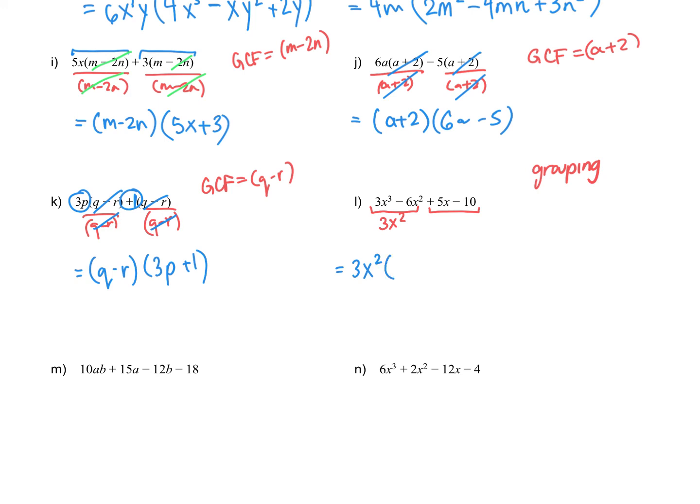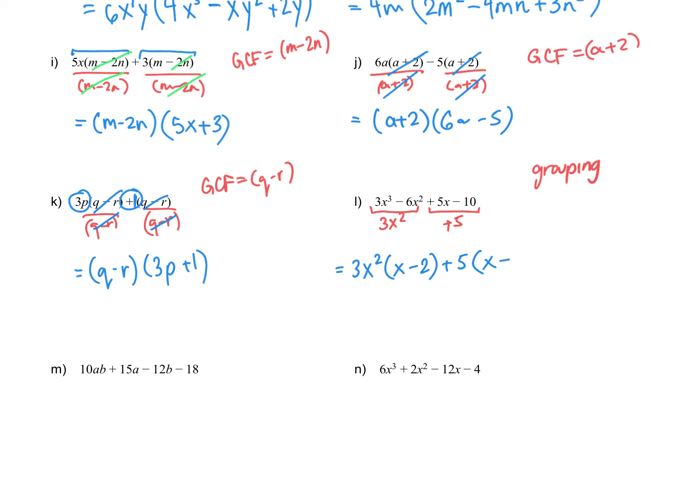3x cubed divided by 3x squared is x. Negative 6x squared divided by 3x squared is negative 2. Now let's look at our second pair. Between positive 5x and negative 10, we can factor out a positive 5. So I'm just going to continue. I'm going to show it's positive, and then 5x divided by 5 is x.